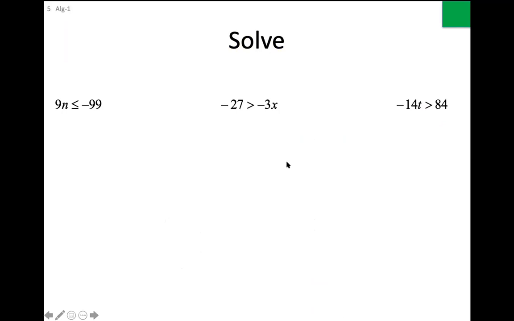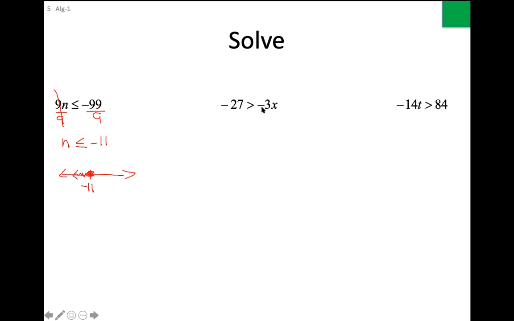All right, let's do these together. First one, we need to divide both sides by 9. Did I just divide by a negative? Yes or no? No, we didn't. So we do not flip the inequality. The inequality stays the same. Graph. I'm doing this in real time. Closed circle. The solutions are smaller than negative 11, shade left.